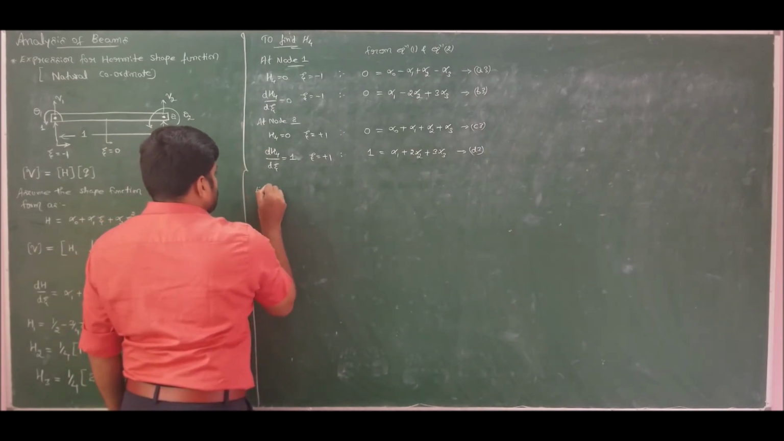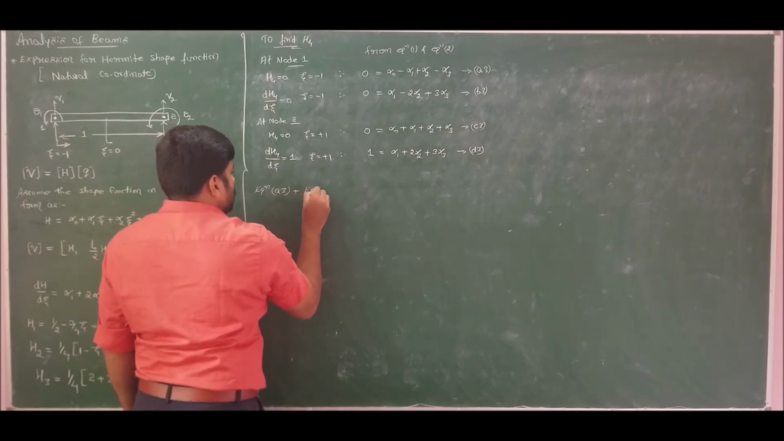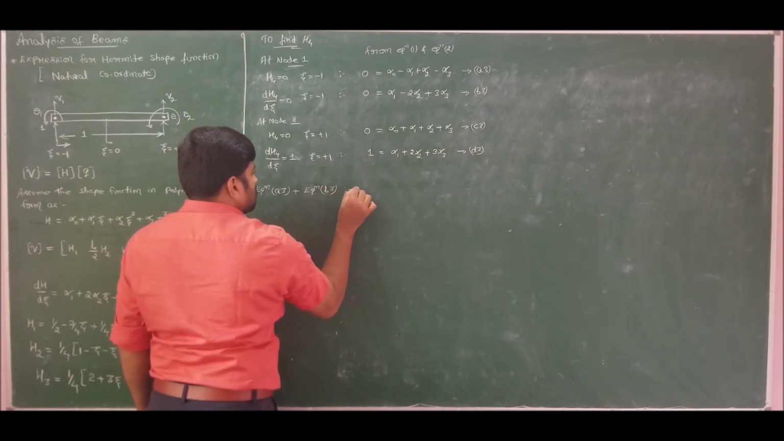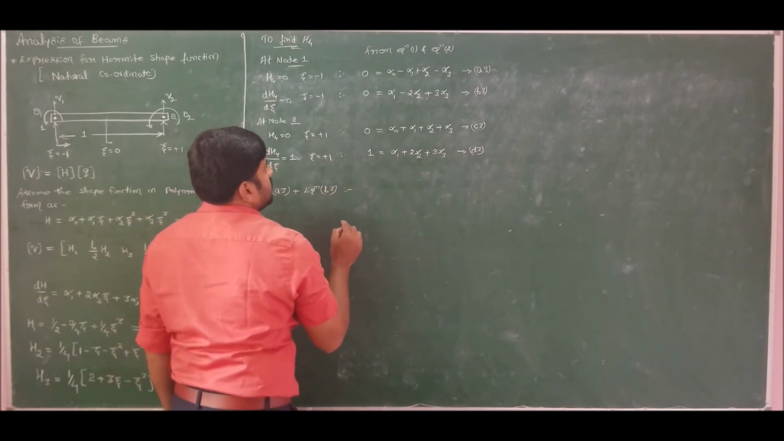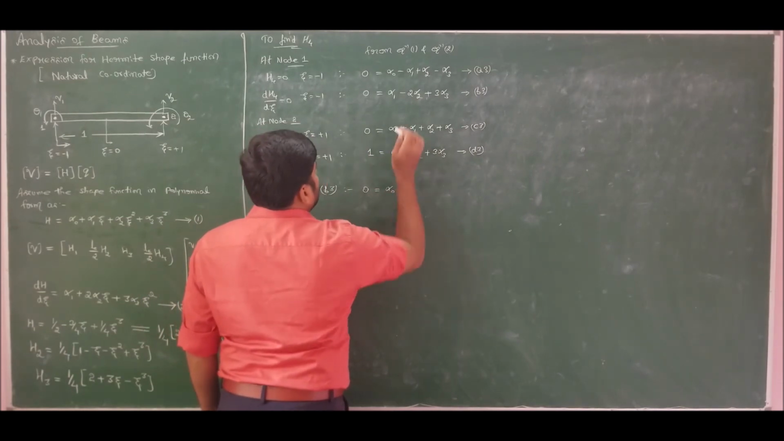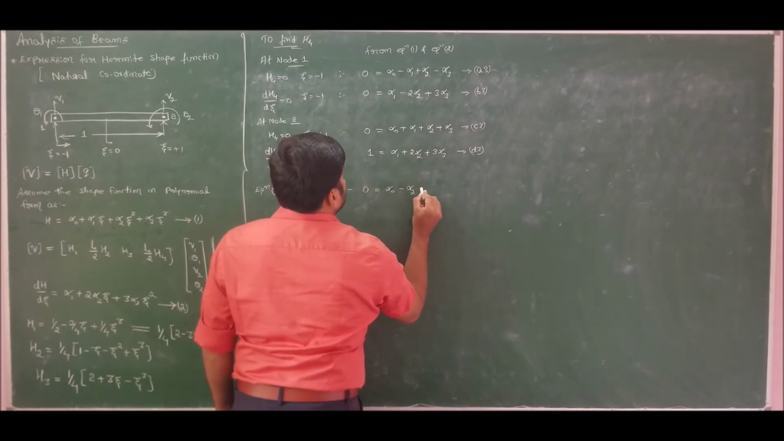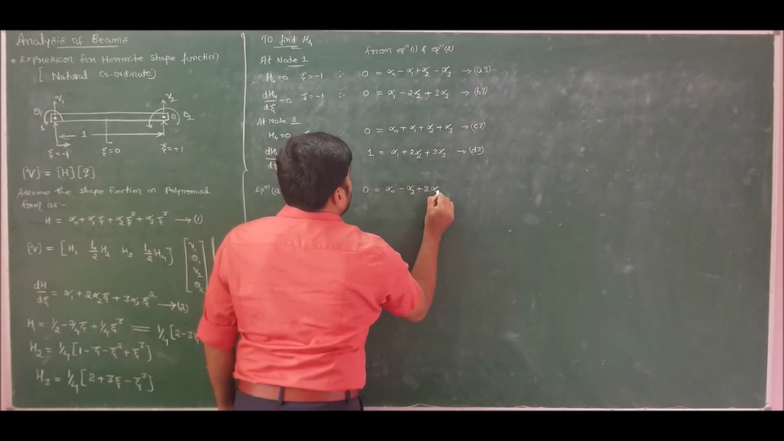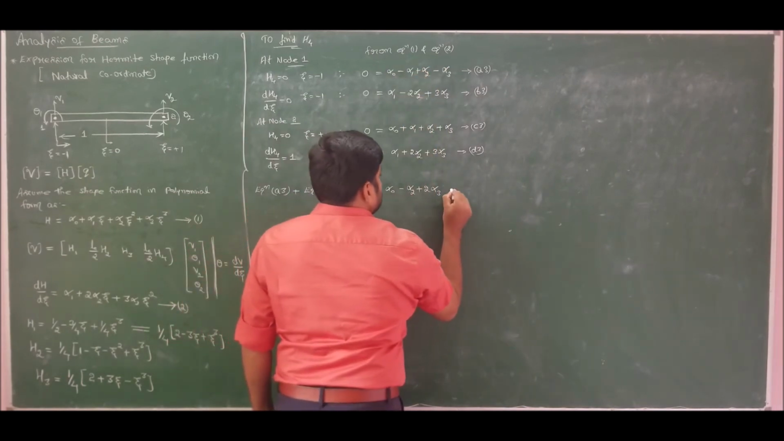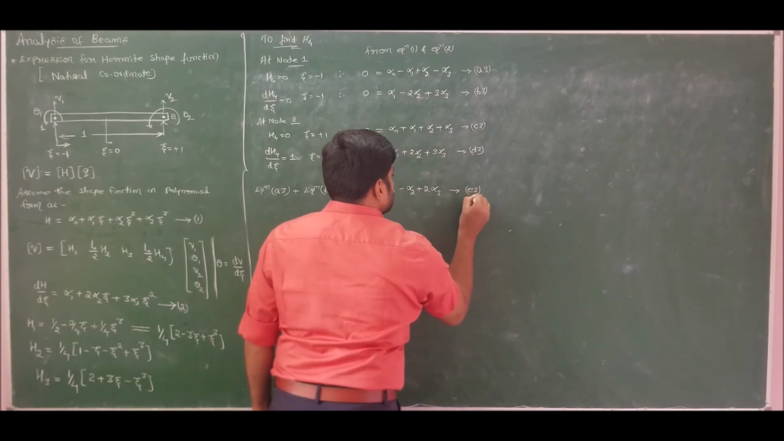Equation A3 plus equation B3 yields us 0 is equal to alpha naught, alpha 1 will get cancelled, minus alpha 2 plus 2 alpha 3. Take this as equation E3.